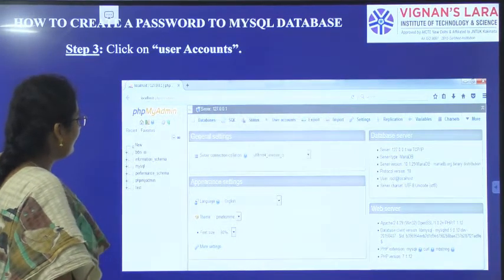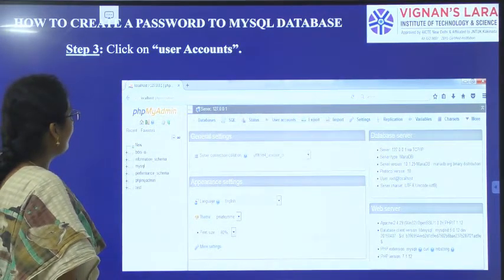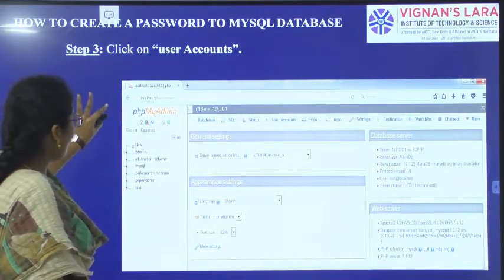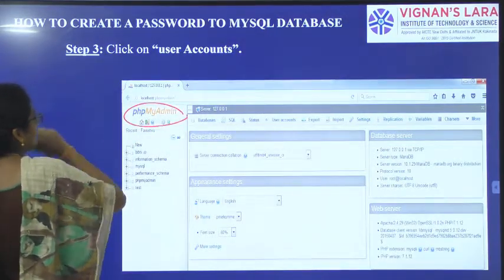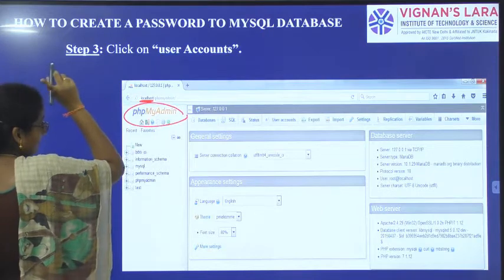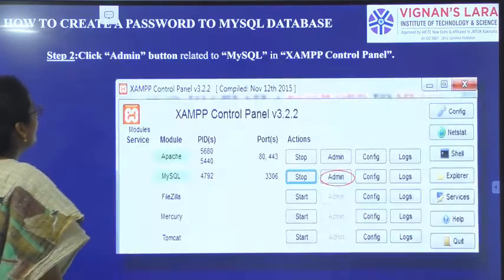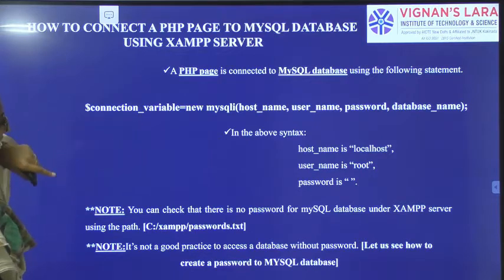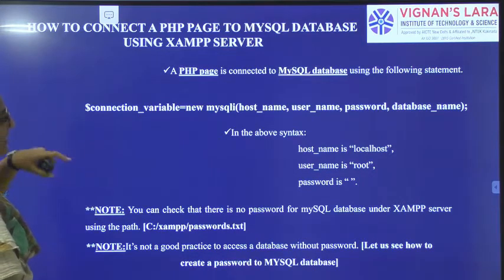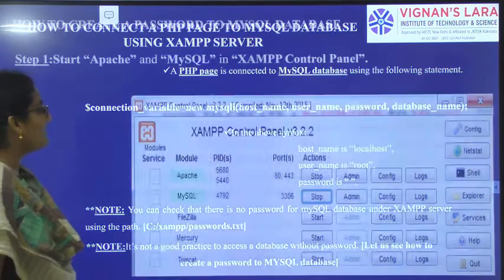After clicking on it, this is the output screen, how it will be there. This is phpMyAdmin. Now we are in phpMyAdmin. So localhost is our host name. See here, host name we have, username we have, password we have. Password we are creating now. So host name is localhost, username is root.